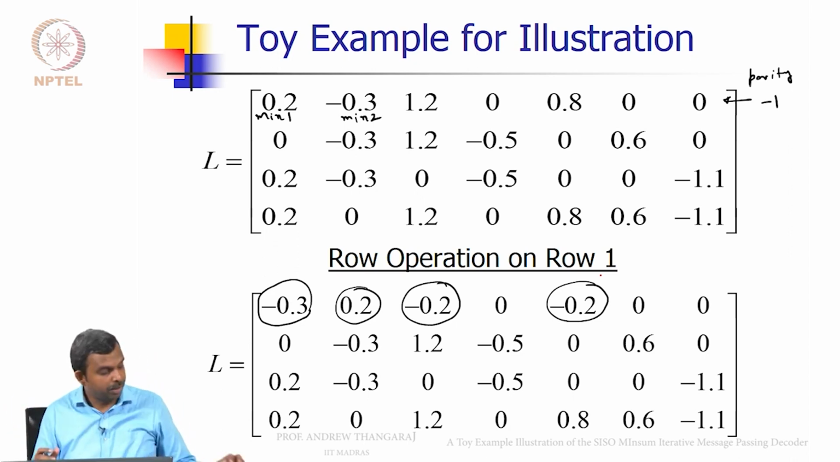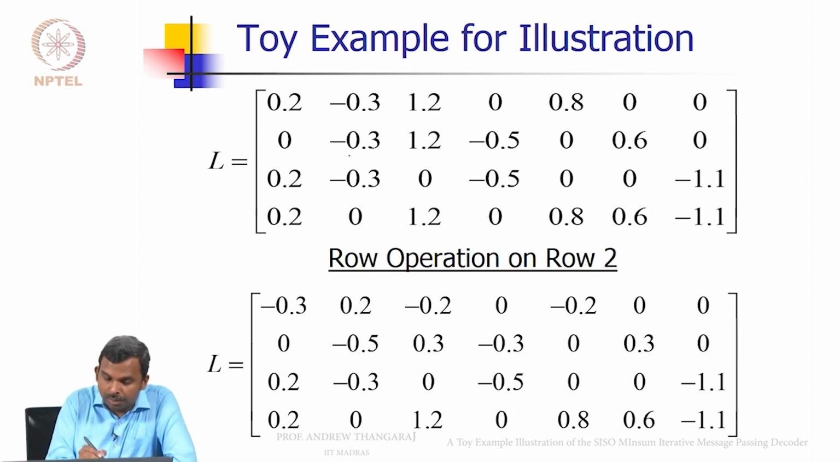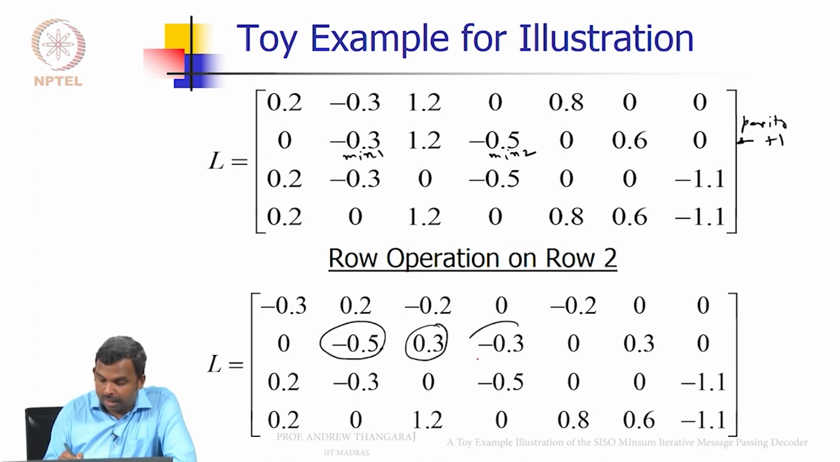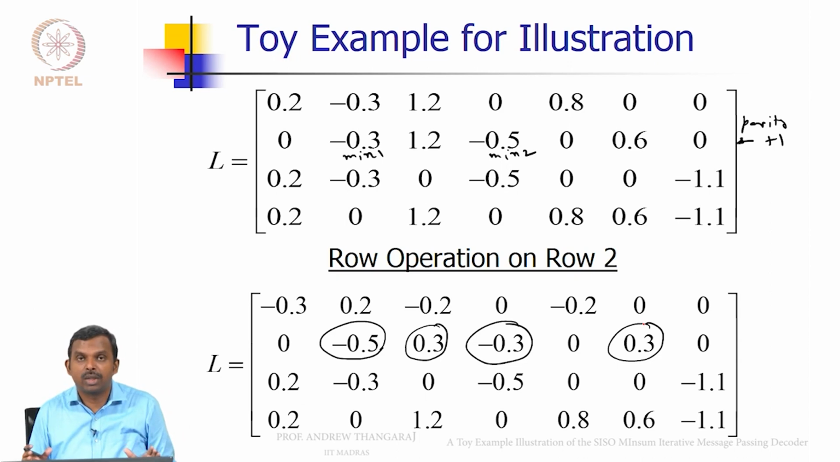Okay. So, now you can repeat this for every row. So, you do row 2, you see here this is min 1, this is min 2, and the overall parity is plus 1, right, because minus 1 into plus 1 into minus 1 into plus 1, it became plus 1. Okay. So, now what do I do? The min 1 I replace with the min 2, minus 0.5, everything else is 0.3 and the sign is retained as the original sign. Okay, wherever it is positive, it is positive. Okay. So, I do not want to illustrate any further than this, hopefully you can see in every row you do row operations like this.